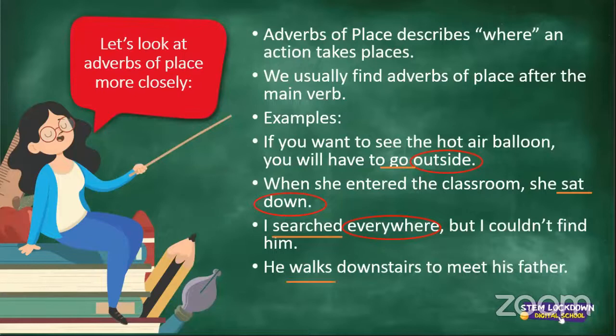Now we are going to ask, where does he walk to meet his father? So now you can tell me where the adverb of place is. Where does he walk? He walks. Good, Ethan. Good, Neo. Good job, you guys. He walks downstairs. So downstairs will be the adverb of place. Well done. You guys are really getting this, right?